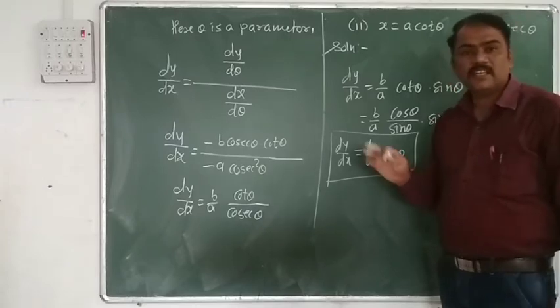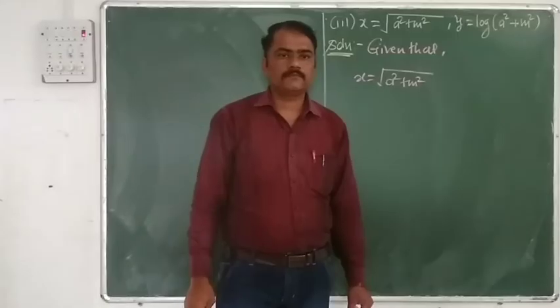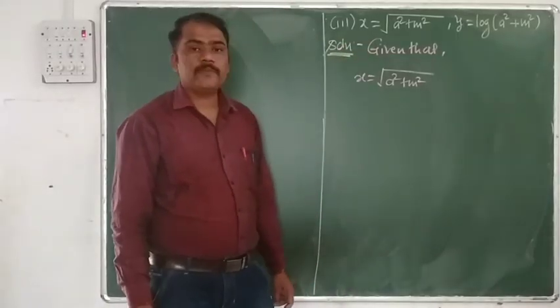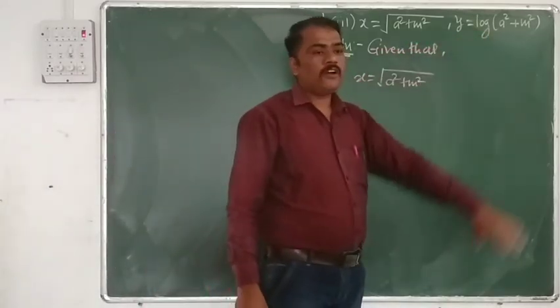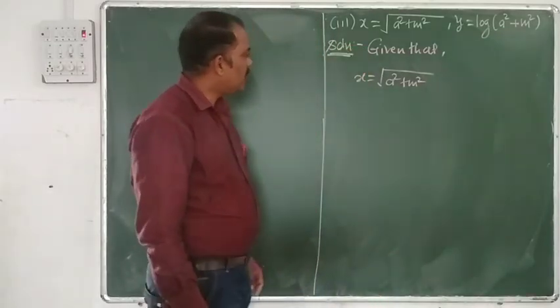Now we have to discuss the next example, that is example number 3. The third example is x is equal to under square root of a square plus m square, y is equal to log of a square plus m square. Here m has come, so be careful.